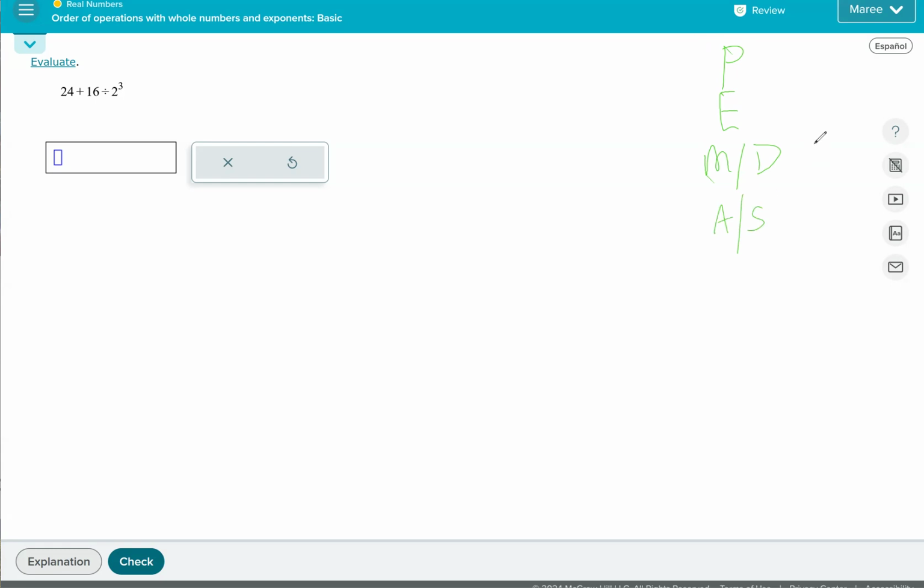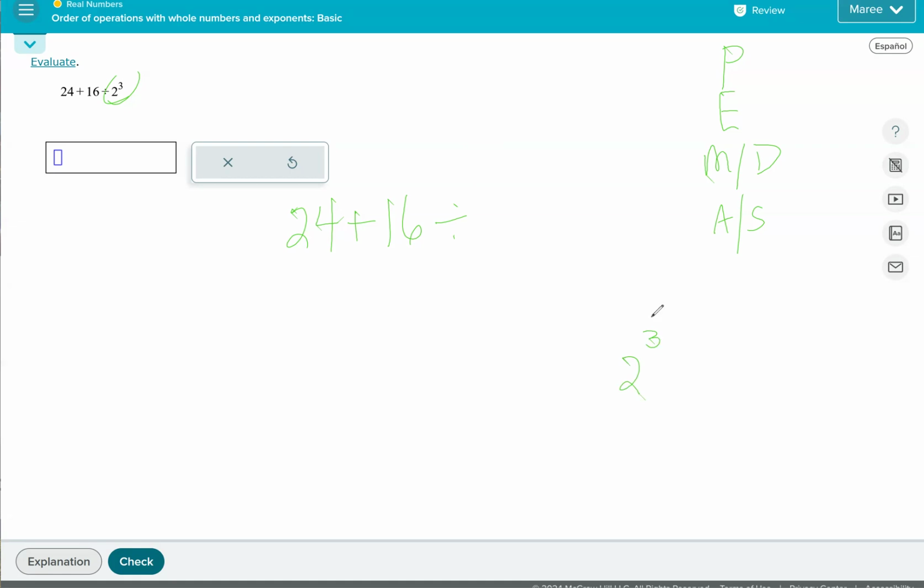So we don't have any parentheses in this problem, but we do have exponents. So we want to do 2 to the third power first. So we have 24 plus 16 divided by. Now, just as a reminder, when you have this exponent, that's the little 3 above the 2. This 3 tells you how many times to write the base.